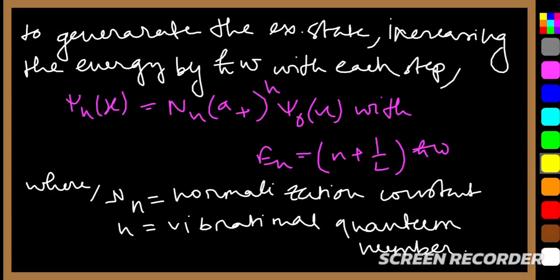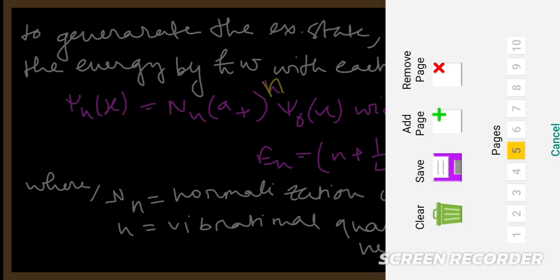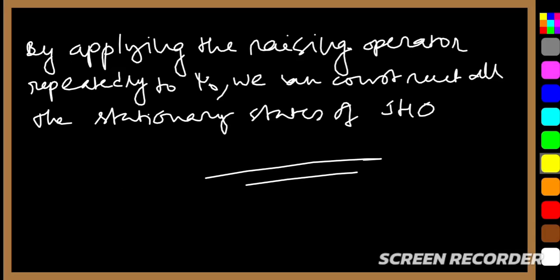Okay, ψn(x) equals Nn (a+) to the power n ψ0(x), with En equal to (n plus half)ħω. This is n, this is not h. So Nn is the normalization constant, n is the vibration quantum number. And by applying the raising operator repeatedly to ψ0, we can construct all the stationary states of the simple harmonic oscillator. By using the raising operator you can derive all the stationary states of the simple harmonic oscillator.